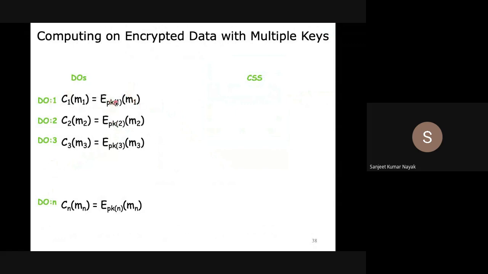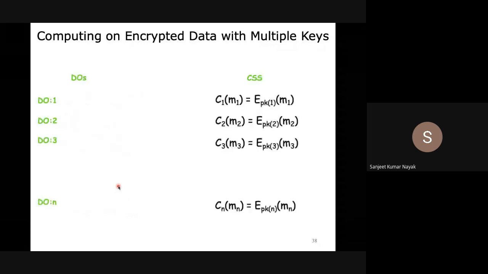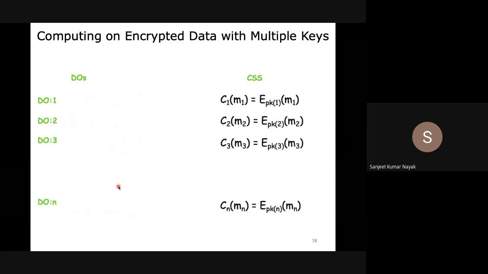Okay, that is ciphertext 1. Then data owner 2 will encrypt with the public key of 2. That is data owner 2's ciphertext 2. Similarly, ciphertext 3. So each individual data owner encrypts with their own public key. Now they send the data to the cloud storage server.